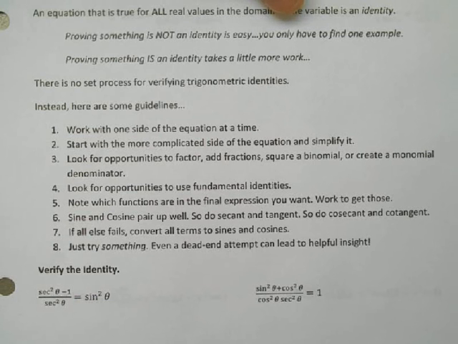And if all else fails, like in this equation, turn that secant into sines and cosines. Call that 1 over cosine squared. Try something. Don't just sit here and look at it, because even a dead-end attempt, something you start working with and you find out that's not making things any simpler, can lead to some insight that might help you with a later attempt. So it might take you a few tries. This is something that takes a lot of work whenever you start doing it, but if you follow these kind of guidelines, you will be able to solve these things.